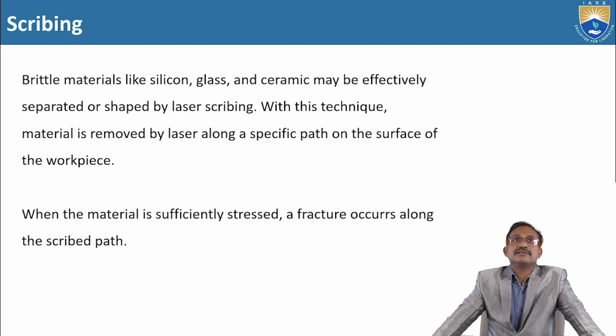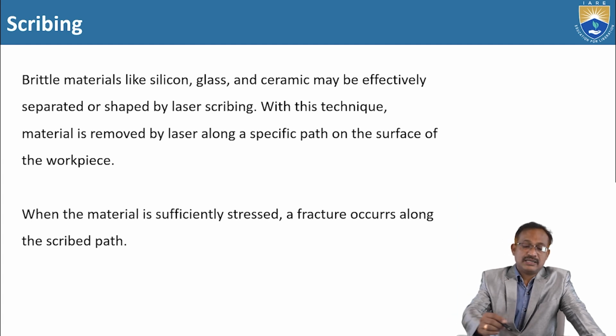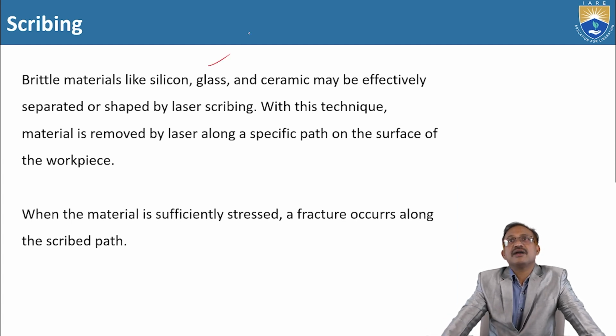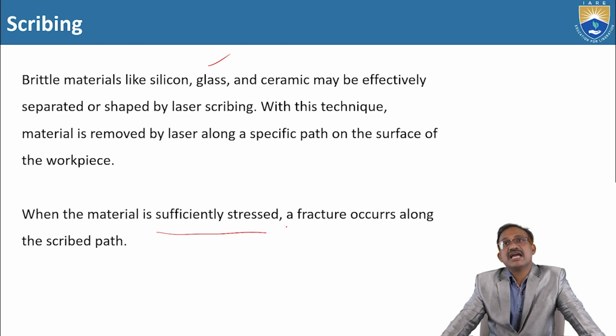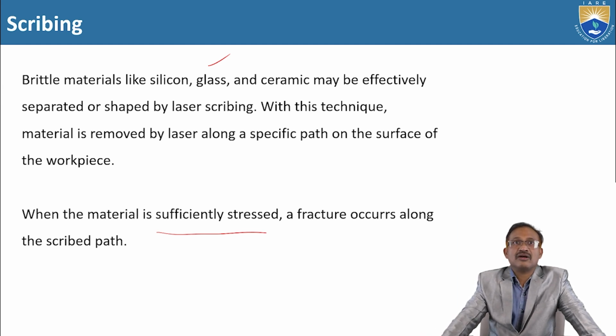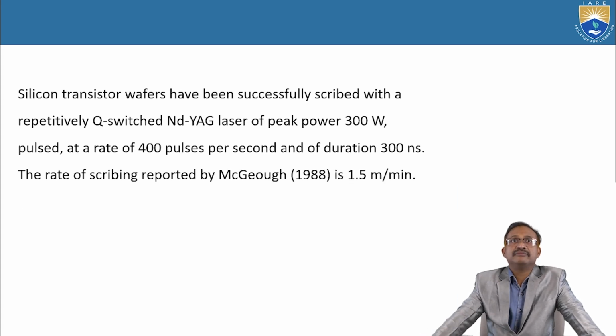Next one, scribing. Brittle materials like silicon, glass, and ceramic may be effectively separated or shaped by laser scribing. With this technique, material is removed by laser along a specific path on the surface of the workpiece. When the material is sufficiently stressed, a fracture occurs along the scribed path. So this is about the scribing.